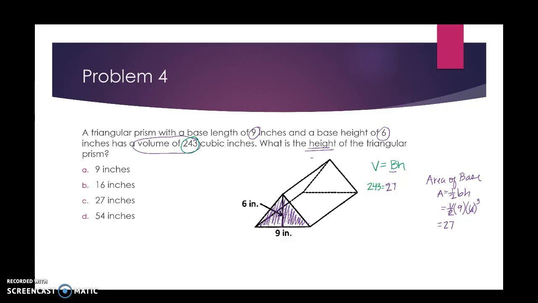So, what I'm missing here is my height. That's what I'm looking for. So to get h by itself, I have to divide both sides by 27. Do that now. Okay, so when I divided, I got my answer to be 9. 9 is the height of my prism. So that's what it's looking for, height of the prism. Answer is A.